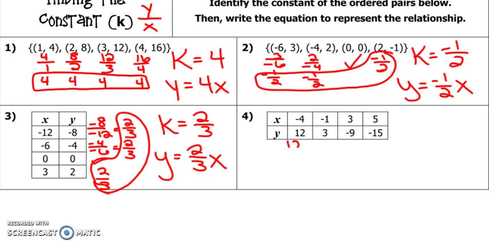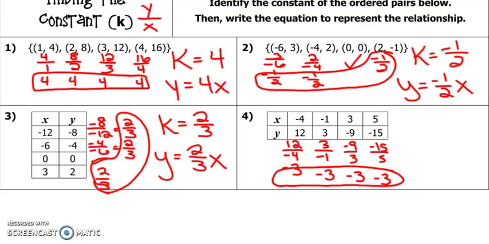Number 4, again, I'm still going to do y over x. 12 over negative 4 is negative 3. 3 over negative 1 is negative 3. Negative 9 over 3 is negative 3. And negative 15 over 5 is negative 3. All four values are the same. So k equals negative 3 and y equals negative 3x. It's important to be able to find that constant. And you have to keep in mind it is always going to be y over x.